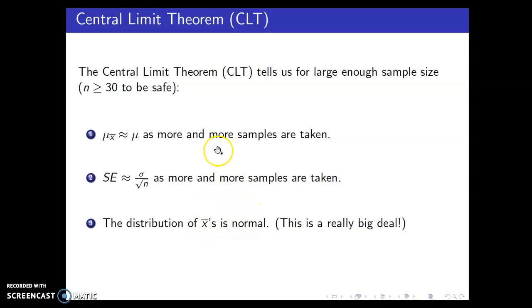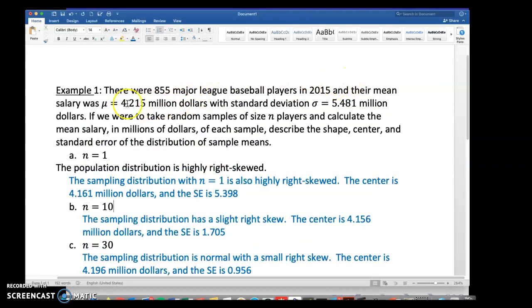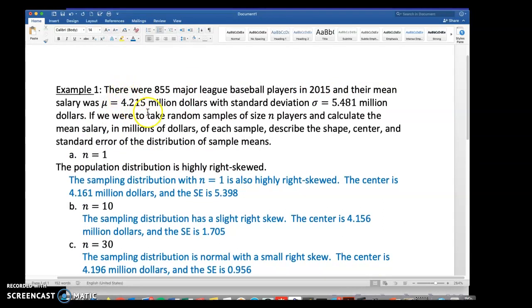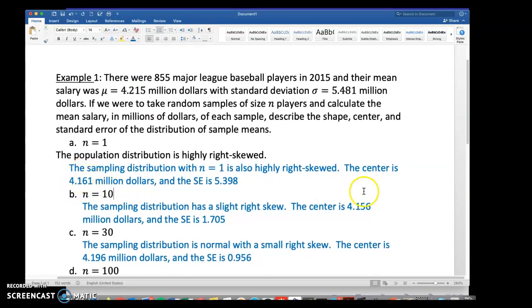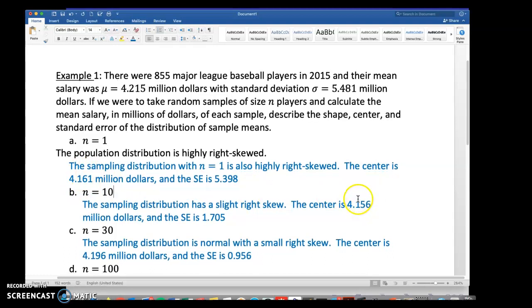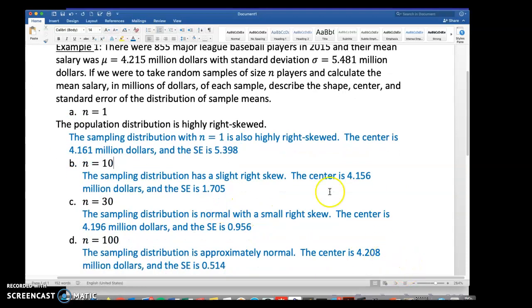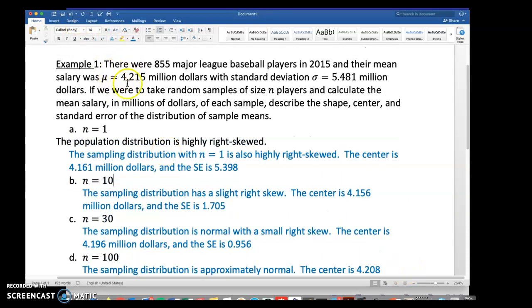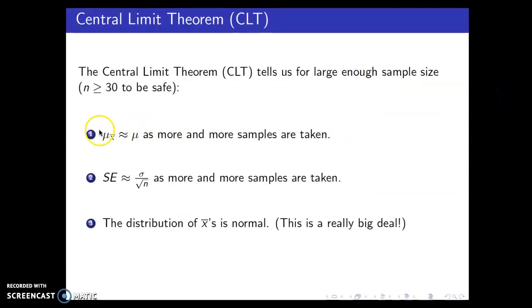All right, now I want to go back to the previous example we did. We're looking at baseball players. Their population mean was 4.215. And I already mentioned, notice the center of the sampling means are all fairly close to 4.215. Not exact, 4.16, 4.156, 4.196, 4.208, but those centers are all about the same. That's that first bullet point.